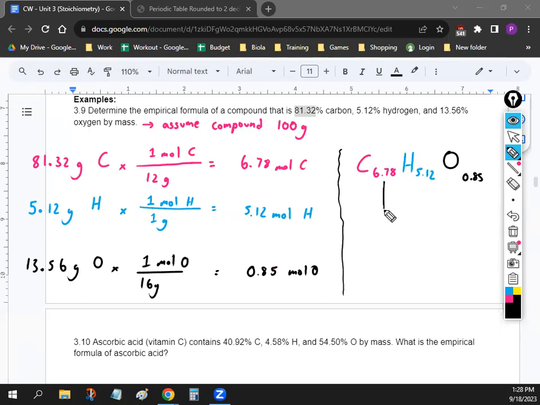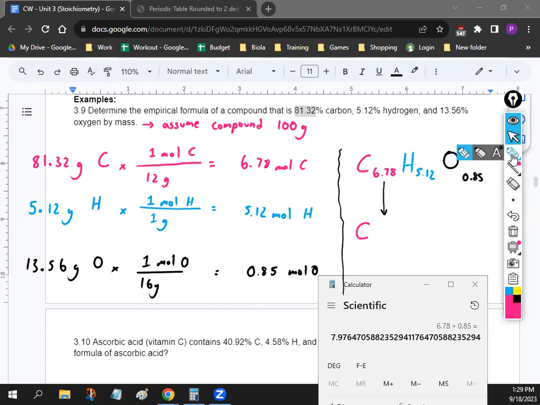So we're gonna divide 6.78 by 0.85. So I want you guys to punch that in your calculator, see what you guys get. 6.78 divided by 0.85. Okay, you should get about 7.97. Everybody get around there? Now, what whole number is that really, really close to? 8. So we can just round that to 8. Okay.